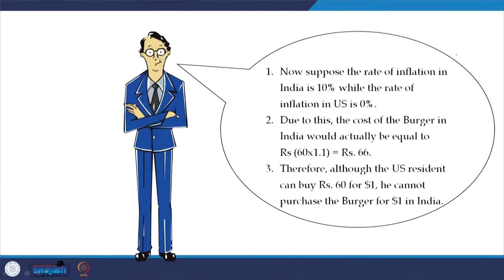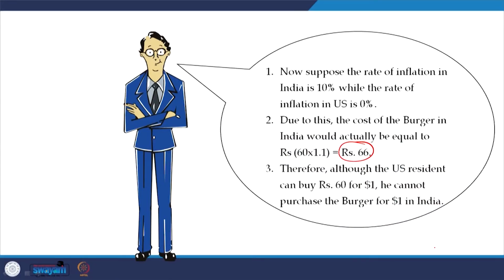Now, suppose the rate of inflation in India is 10%. So, the cost of the burger is no more 60 in India, which is equivalent to the exchange rate of 1:60. But since inflationary tendencies occur, and on average it is 10%, the price of the burger increases by 10%. 60 plus 10%, that is 6, so 66 rupees now. So, $1 is now traded with 66. Now $1 cannot purchase a burger in India. So, due to this, the cost of the burger in India would actually be equal to 66.